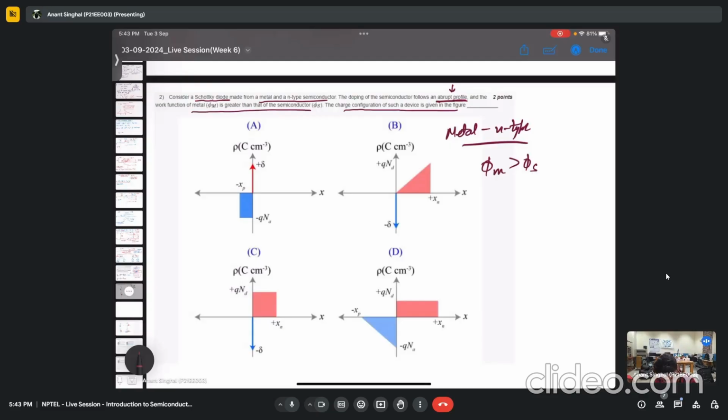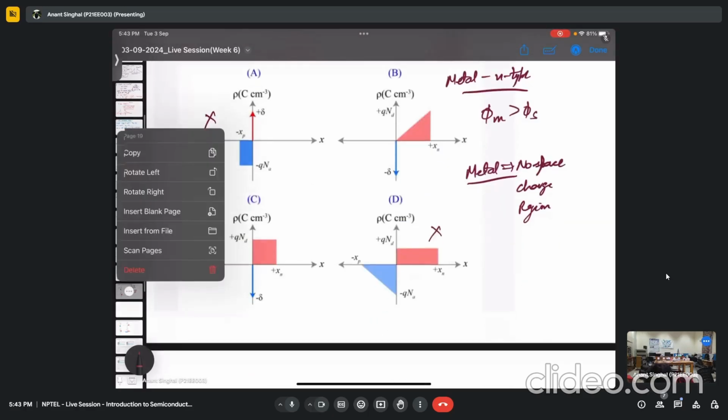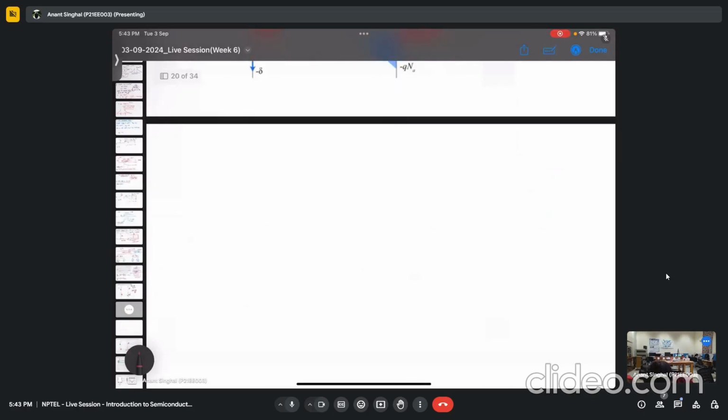Yeah. So first of all, at the metal side, that is very correct, that there will be no space charge region. As I said, the doping is very high. So this and this cannot be the answers. And now why C? Because we have an abrupt profile for the semiconductor. I hope you are all aware that we have talked about this, that for a PN junction also, if we have an abrupt profile, the charge density looks like this.